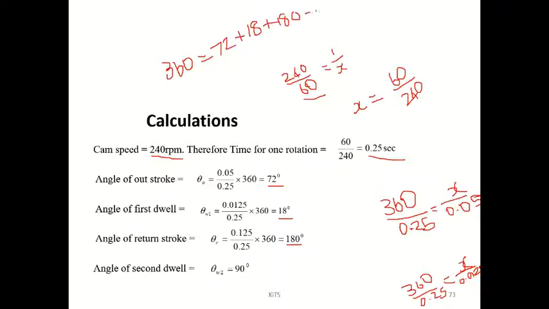minus, what is the remaining value? See, this is theta value of outstroke, this is theta value for dwelling period, and this is theta value for return stroke. Once again, remaining theta value is dwelling. Okay, remaining theta value is 90 degree.